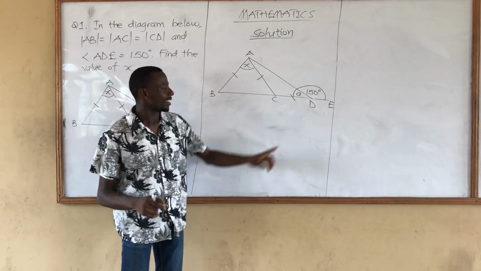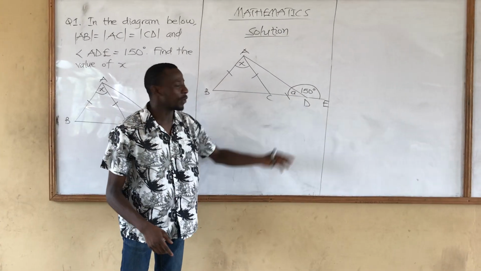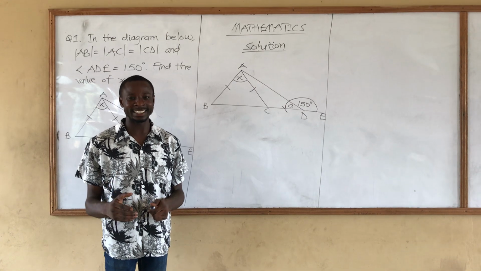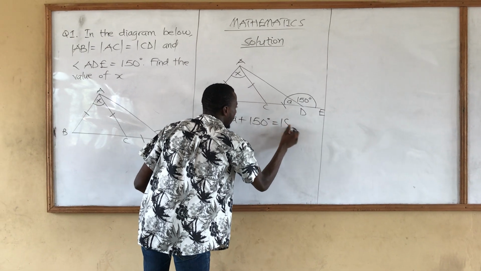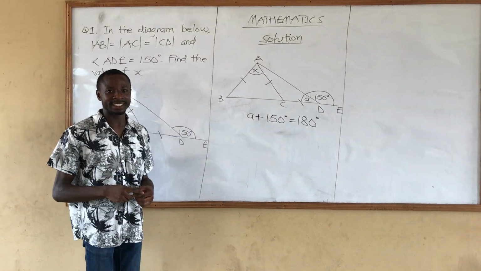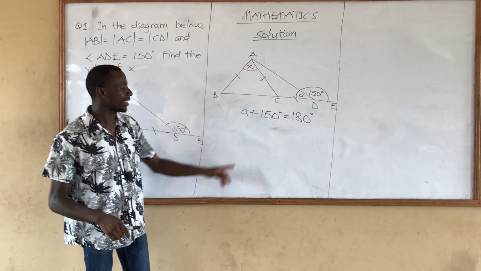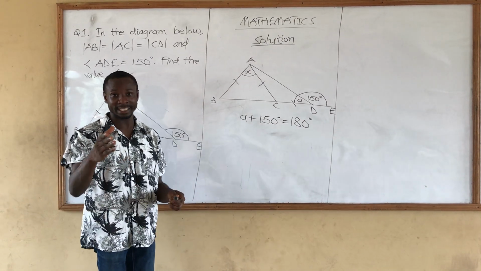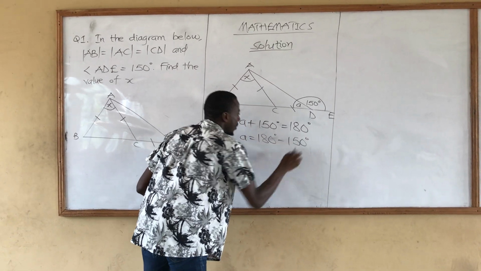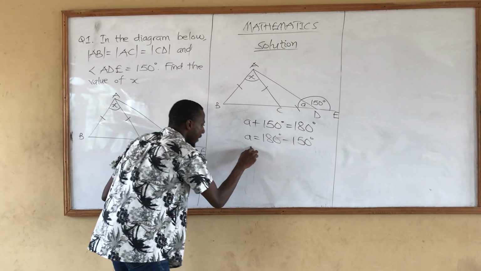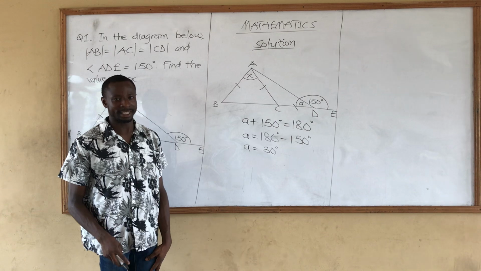Now we can see that A and 150 are angles on a straight line. And we know that angles on a straight line sum up to 180 degrees. In that case, A plus 150 degrees is equal to 180 degrees. And the reason is angles on a straight line sum up to 180 degrees. Now from here, when 150 moves across, it becomes negative. We have A is equal to 180 degrees minus 150 degrees. A will give us 30 degrees, and that will be the value of A.